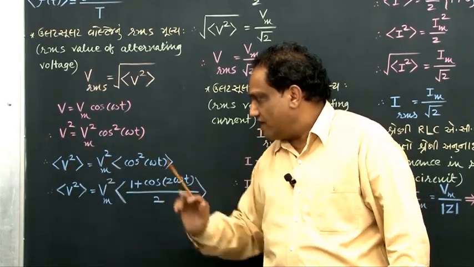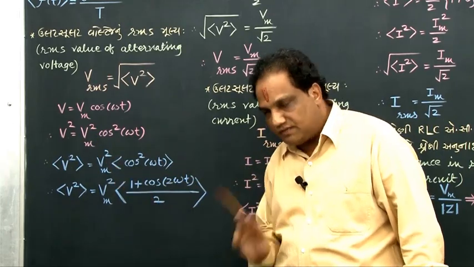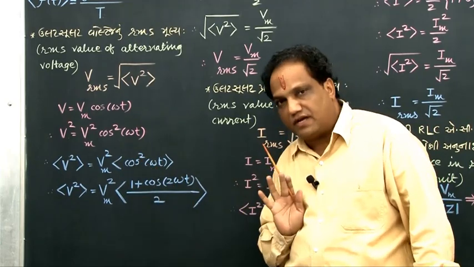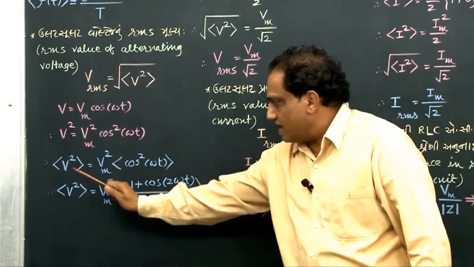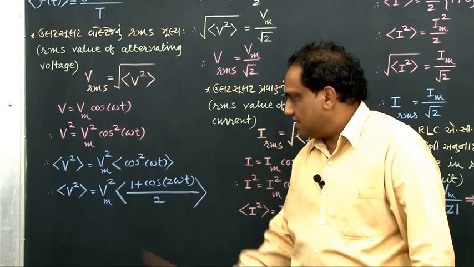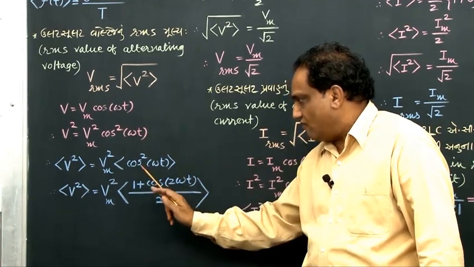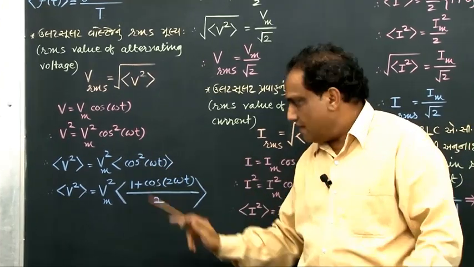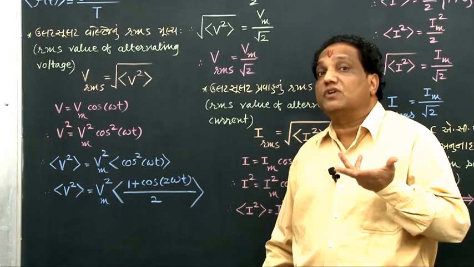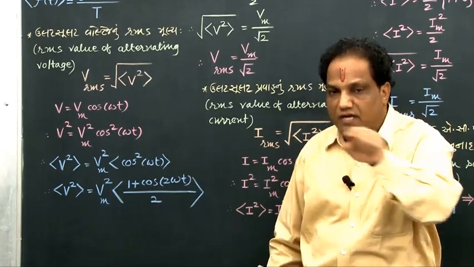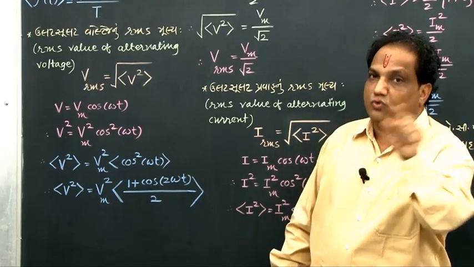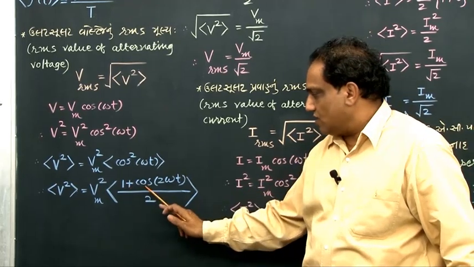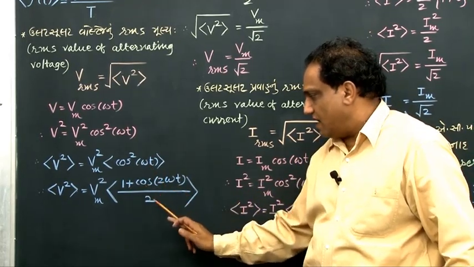So the average of V square: here Vm square is constant, and we need the average of cos square omega t. If omega t is taken as theta, you know the formula of cos square theta: 1 plus cos 2 theta by 2. So it is 1 plus cos 2 omega t by 2.